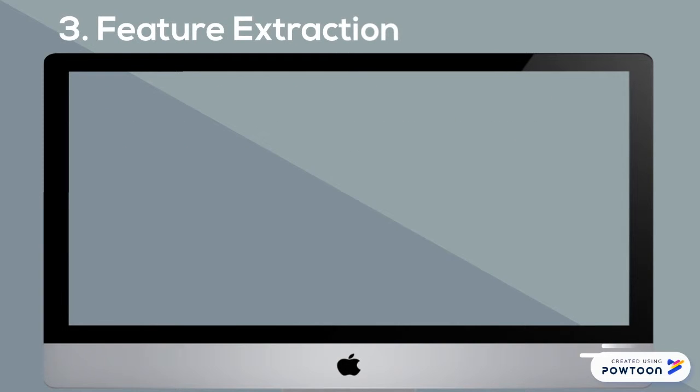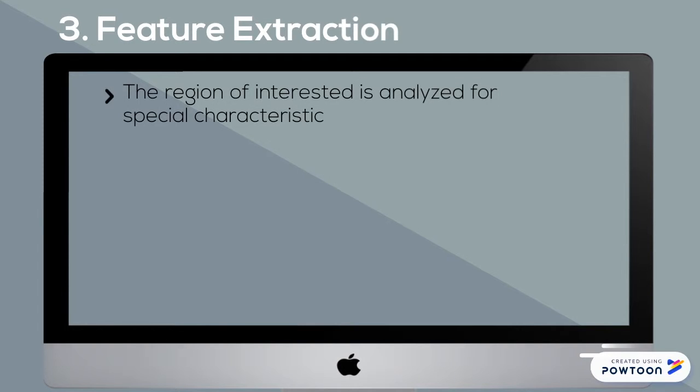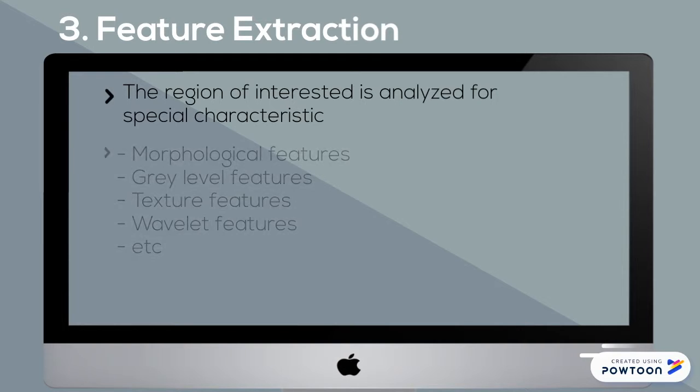The third step is feature extraction. In this step, the region of interest is analyzed for special characteristics, such as morphological features, gray level features, texture features, wavelet features, and more.